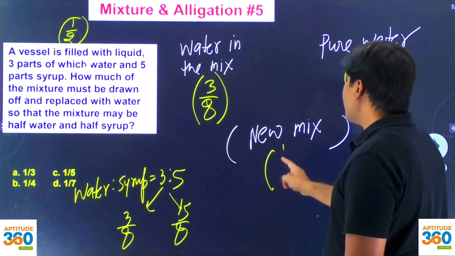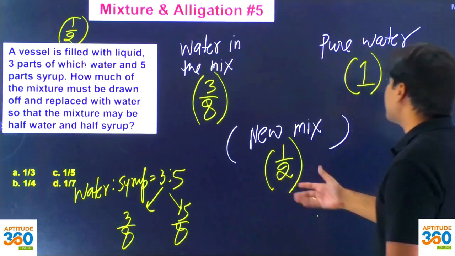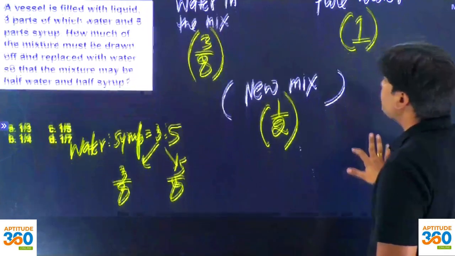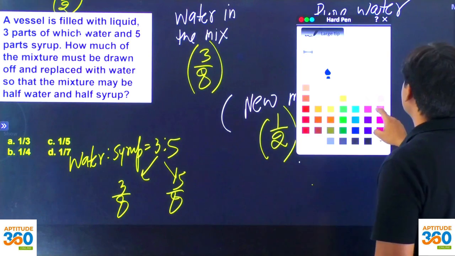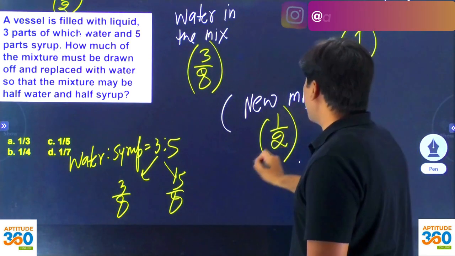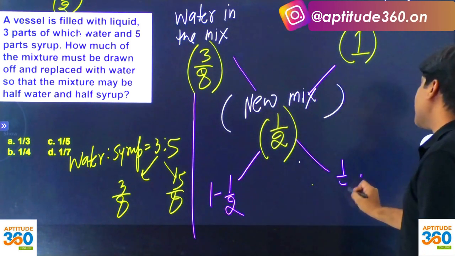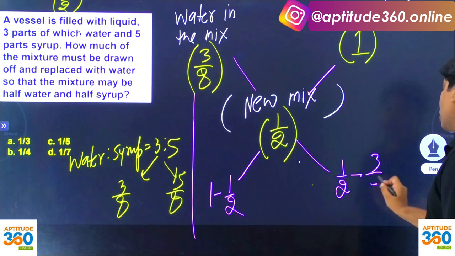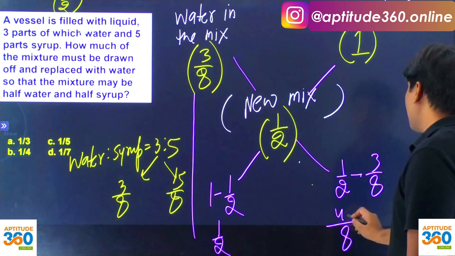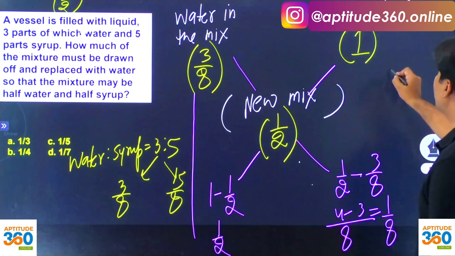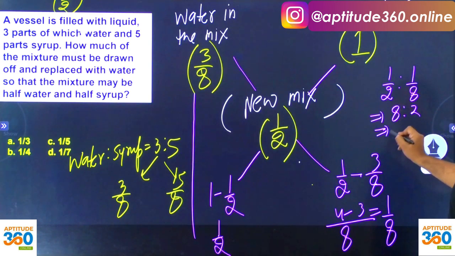And if you do so, in the new mixture, what is the water that you're looking for? You're looking for 50% water. So this 50% can be written as half. And if you do so, can you simplify this? Yes, you can do that. How do we do that? So this is going to be 1 minus 1 over 2, and this value is going to be 1 over 2 minus 3 over 8. Simplify it and see, this will come to 1 by 2, and this one will come out as 1 by 8. So if you write 1 by 2 is to 1 by 8, or you may write this as 8 is to 2, or you may write this as 4 is to 1.